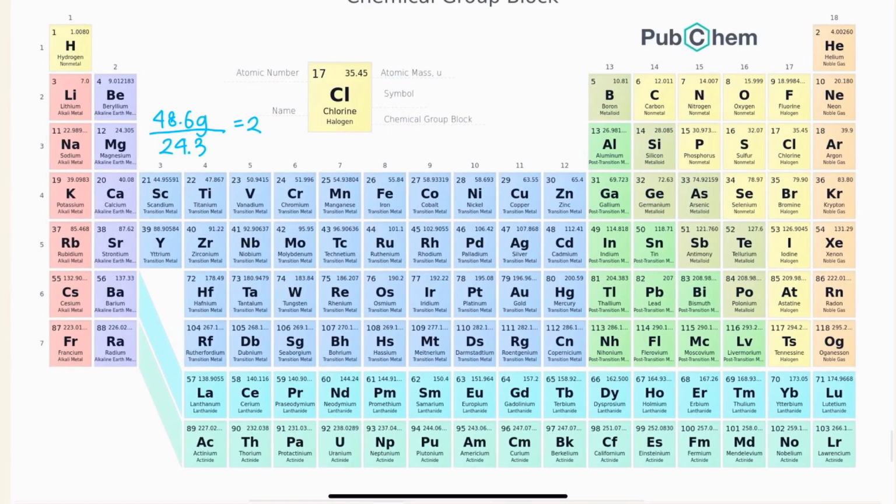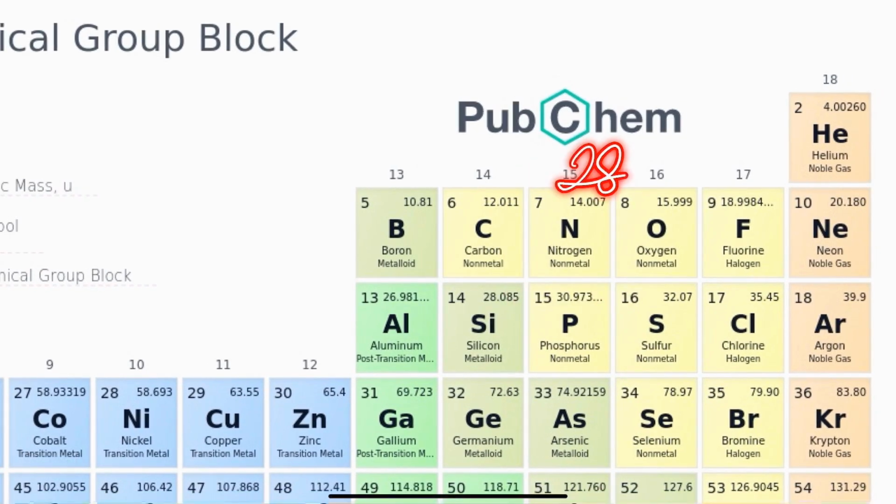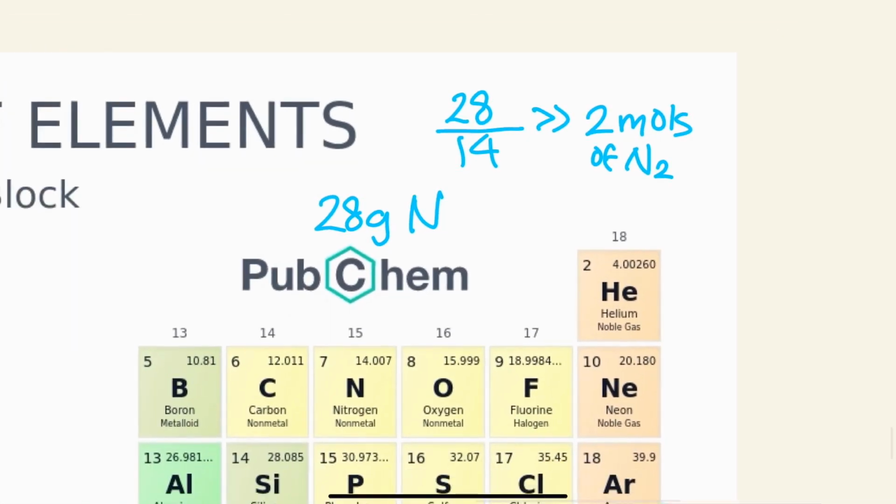Let's do one for nitrogen. Let's first locate nitrogen. Nitrogen has a molar mass of 14 grams. If we had a sample of nitrogen that was 28 grams, we need to keep in mind that nitrogen only exists as a diatomic molecule. So even if we only have 28 grams of nitrogen, we wouldn't simply do 28 divided by 14 to get 2 moles of nitrogen gas.